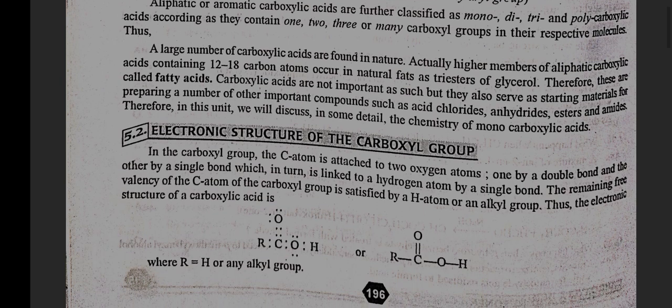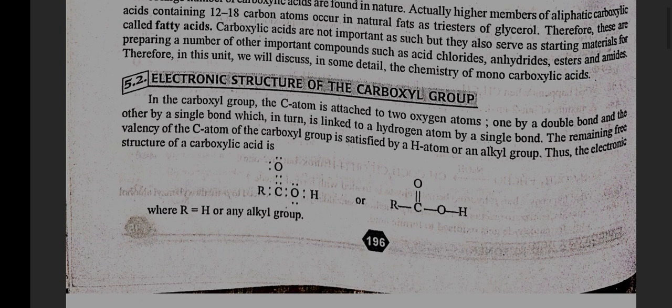Electronic structure of the carboxyl group. In the carboxyl group, the carbon atom is attached to two oxygen atoms, one by a double bond and the other by a single bond, which in turn is linked to a hydrogen atom by a single bond. The remaining free valency of the carbon atom of the carboxyl group is satisfied by a hydrogen atom or an alkyl group. Thus, the electronic structure of carboxylic acid is.